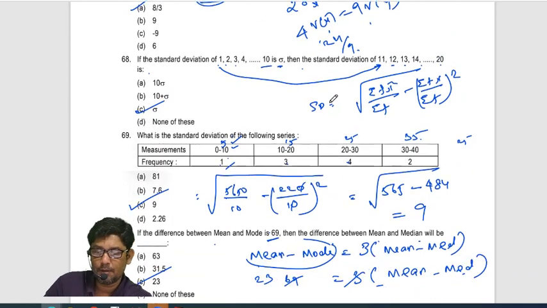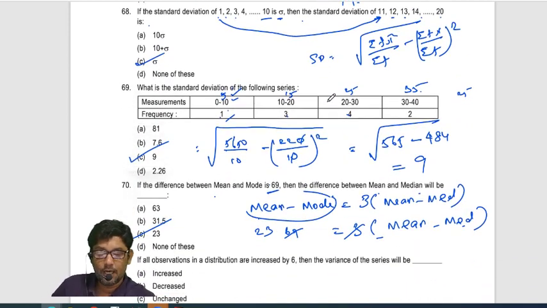How to do sum number 69 without formula? Okay. How to do without formula?